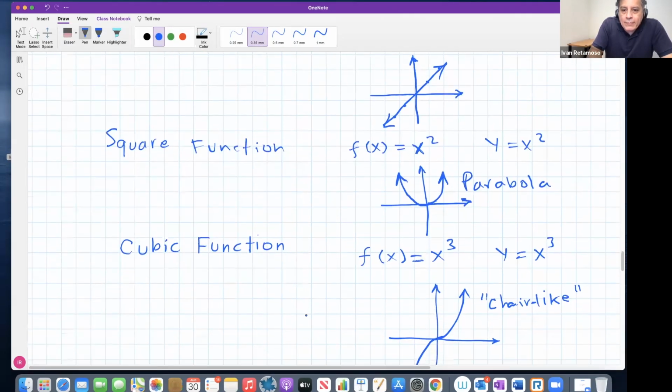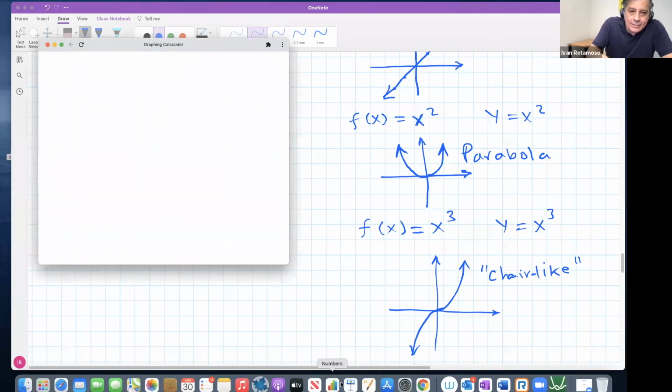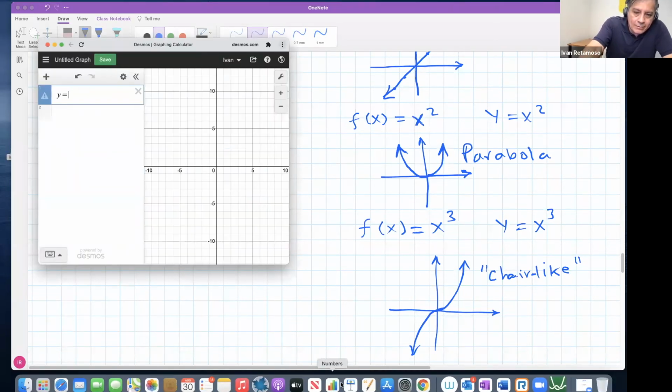Cubic function, f of x equal x cubed. When you graph the cubic function, remember we talked about this in the first lecture, you get this chair-like shape, like a chair where you sit, right? Again, guys, if you want to double check, confirm that that's the shape, look, y equal x cubed, this is it. Looks like a chair. It's a cubic function in its basic form.